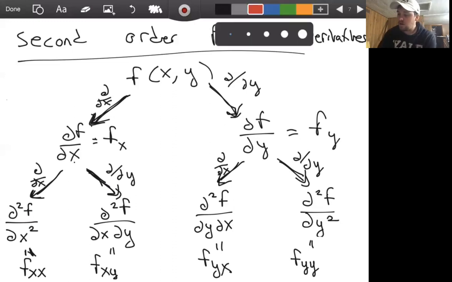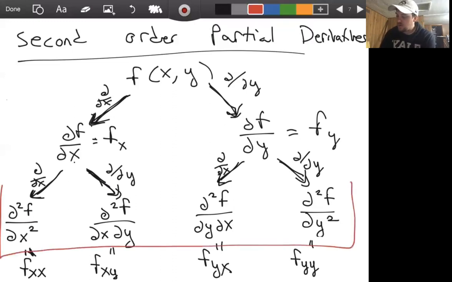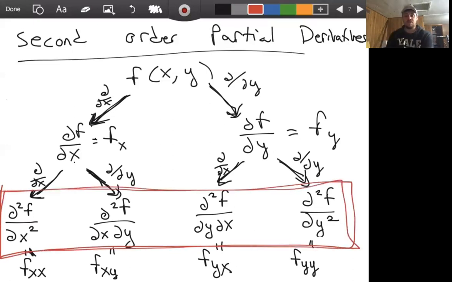Okay, and so here, for a function of two variables, there are 4 second order partial derivatives, right? Because there's 4 different combinations of your x's and y's. You can do x twice, or you can do x first and then y, or y first and then x, or y twice. Those are the 4 possibilities. And so you can see then if we had f of x, y, z, well, let's just write it out.